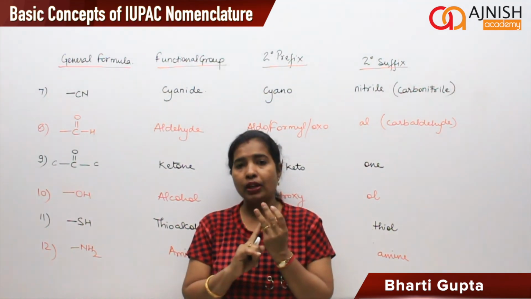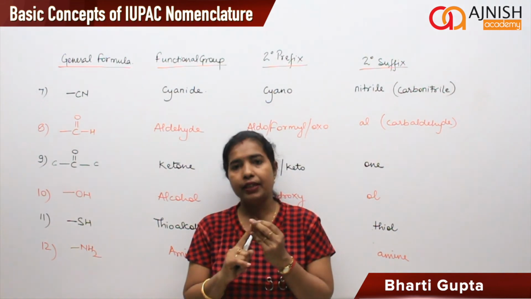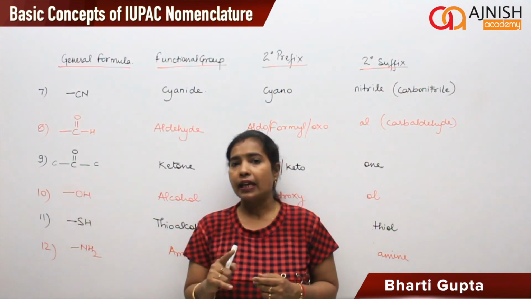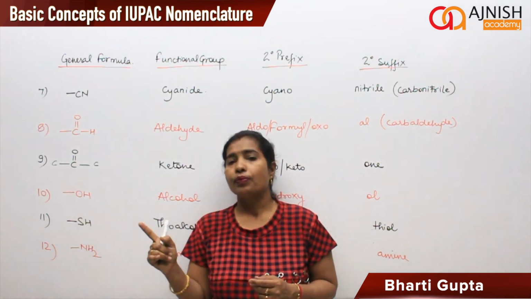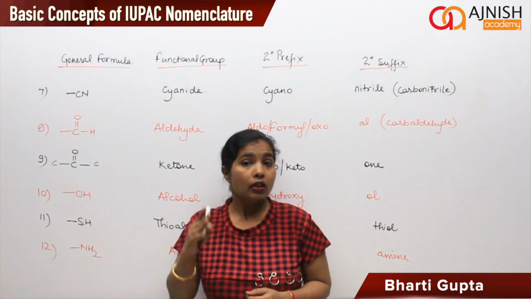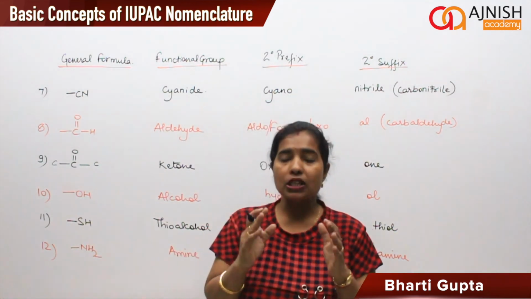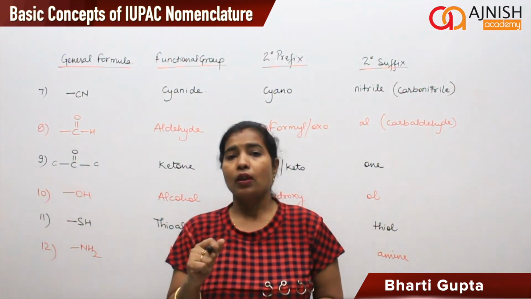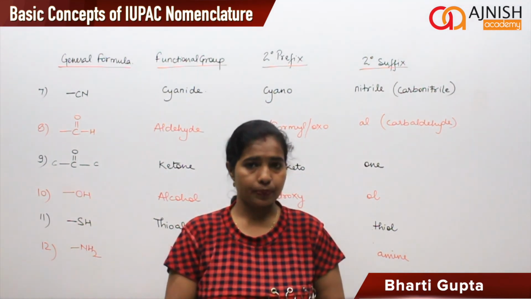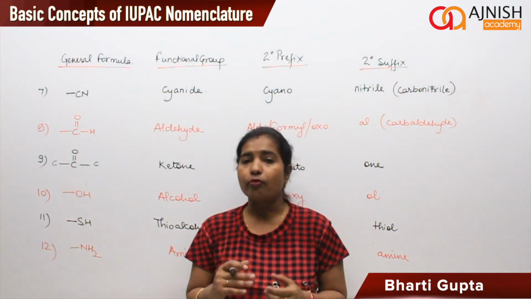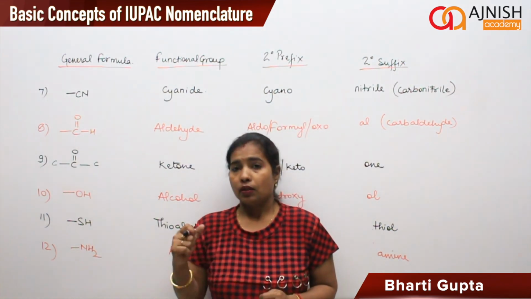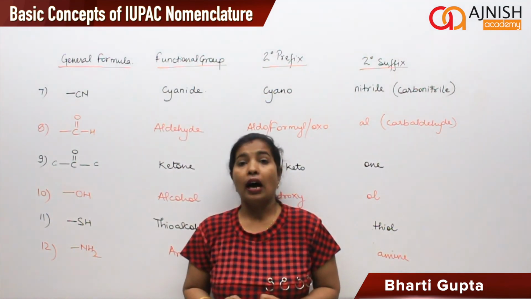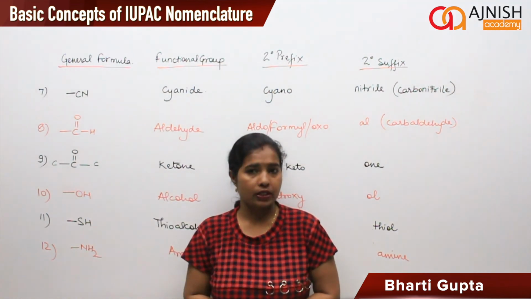Initially, I wrote at number 1 carboxylic acid, then sulphonic acid, acid anhydride, ester, acid halide, amide, then cyanide, aldehyde, ketone, then alcohol, thioalcohol, and then amine. This sequence is very important. You must remember this sequence. According to this sequence, we'll decide which is to be written as suffix and which as prefix. When a compound has more than one functional group, the functional group which comes on top in this table is given more priority than the lower ones.